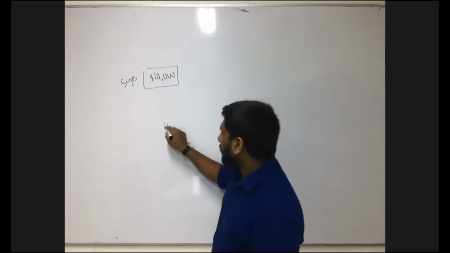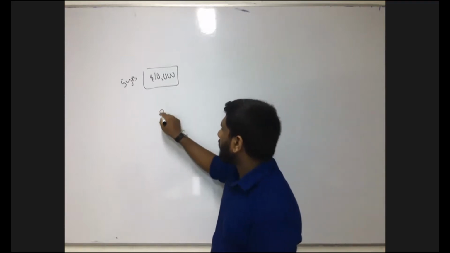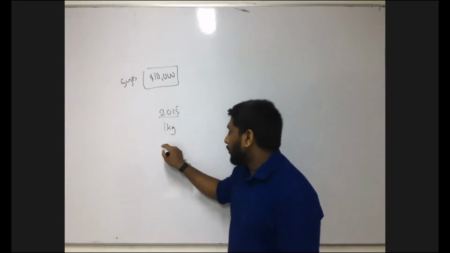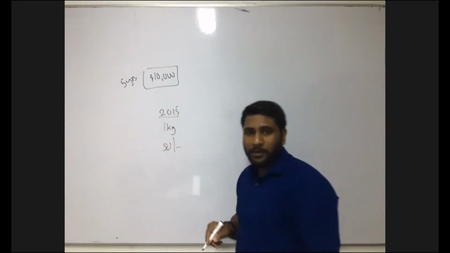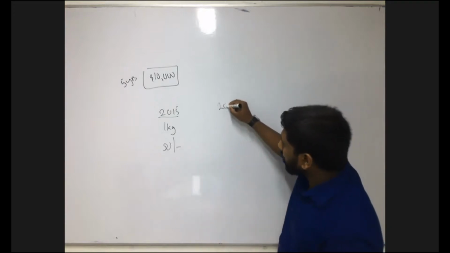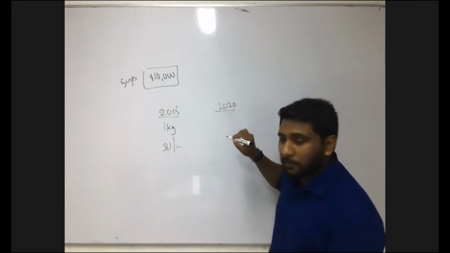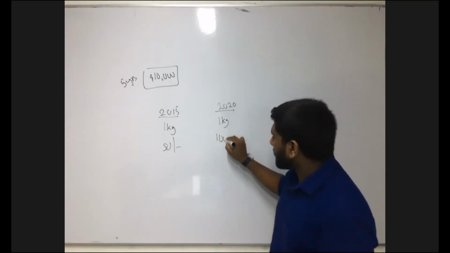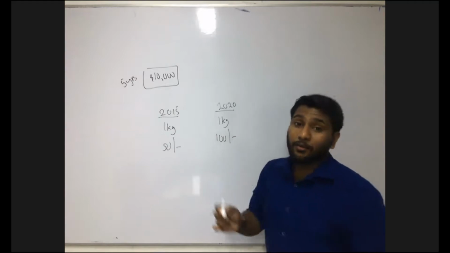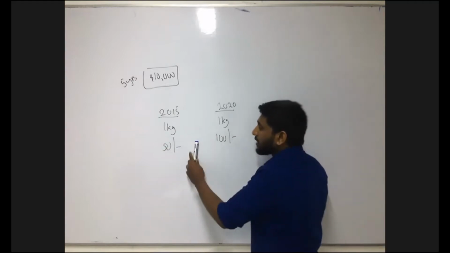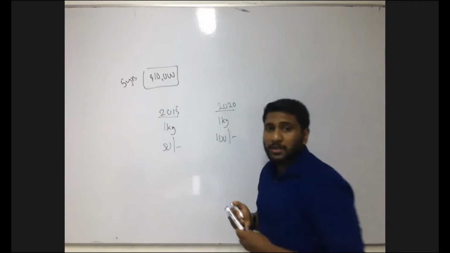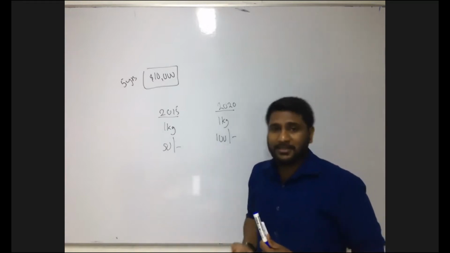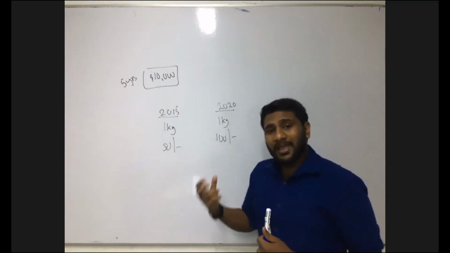Let's assume 1 kilo of sugar. In year 2015, you might have paid 50 rupees to purchase this 1 kilo of sugar. Today, in year 2020, to purchase the same 1 kilo of sugar, you will pay 100 rupees. Why are you paying this 100 rupees in year 2020, guys? Because the value of the money has decreased.